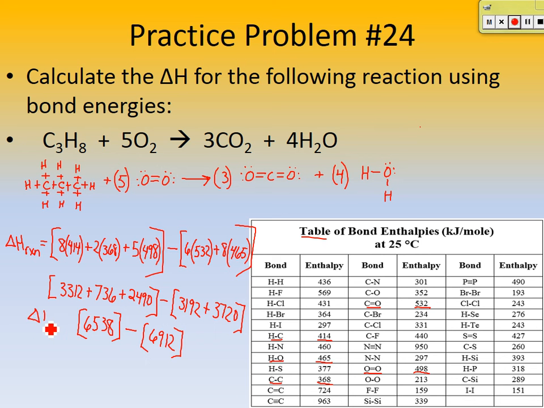Okay, we're almost there. The delta H for this reaction is equal to 6538 subtract 6912. Did you guys get a negative 374? Okay, what are my units going to be? Kilojoules, again, because this table is listing those values in kilojoules.